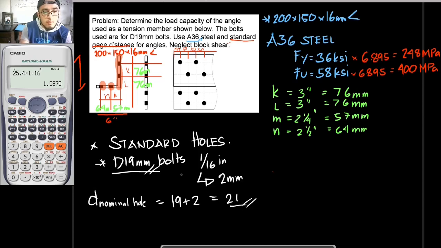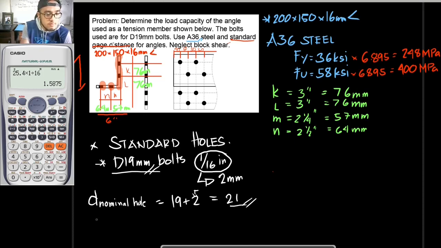Okay, pero sa totoo lang, this should be 1.6. 1.6 siya kasi yung code natin is 1/16. So, rinound up lang natin siya to 2 mm. So, that would be the diameter of the nominal hole that we would be using in our lessons and in your quizzes.